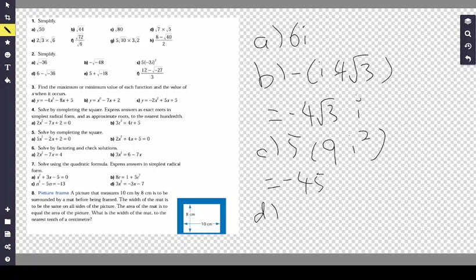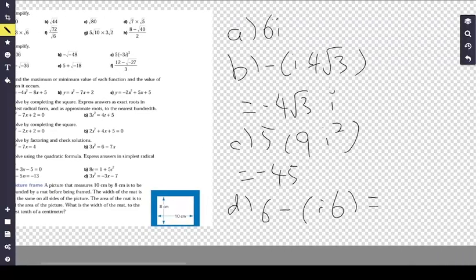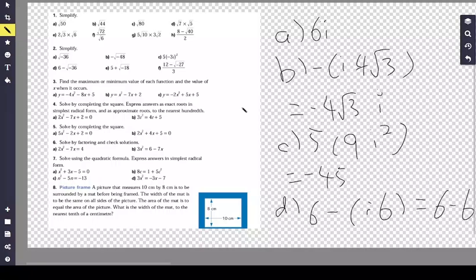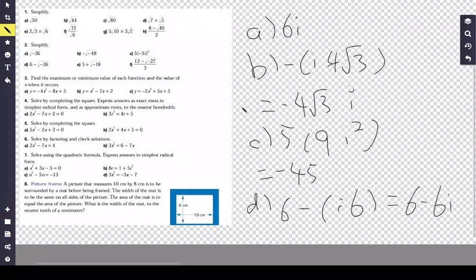D, 6 minus root negative 36. So basically this is going to become 6 minus 6i. You can common factor, take out the 6, be like 1 minus i, but it depends on you, really. It's preferences, I guess.